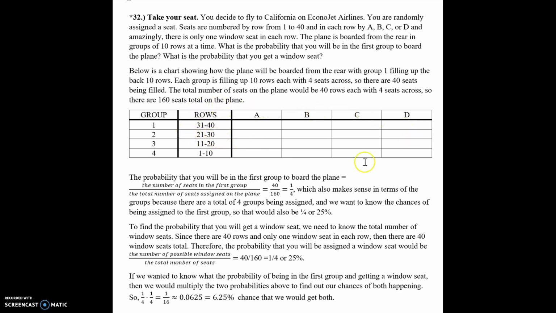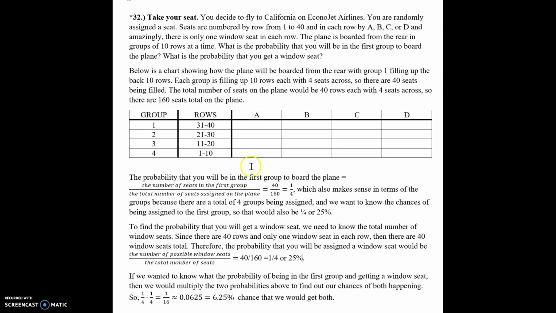So I made this chart to represent each of the groups of rows. The last 10 rows each have seats A, B, C, and D in them. And the plane is boarded from the rear, which is why the first group is rows 31 to 40. And we want to know the probability that you will be in that first group to board the plane, and also the probability that you will get a window seat.